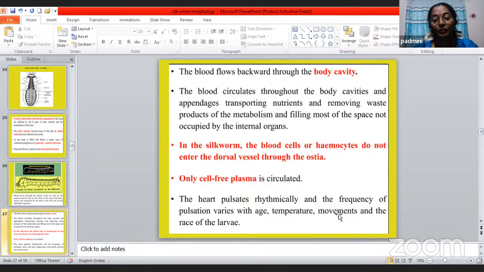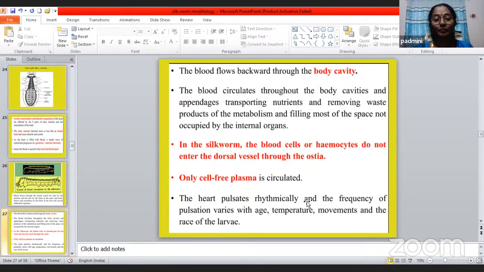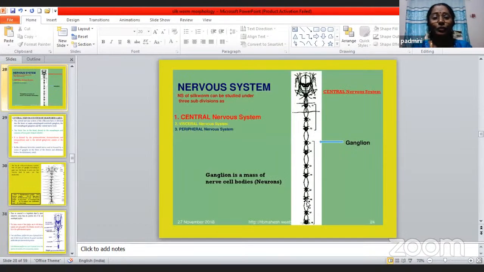So the pulsation also depends on the race of the larva, the species, the temperature, and of course the age and the movement. If the movement of the insect is very fast, then the heart rate is also very fast. If the movement is very slow, then the heart rate also is slow. So that was about the circulatory system of the larva. Now coming to the nervous system.